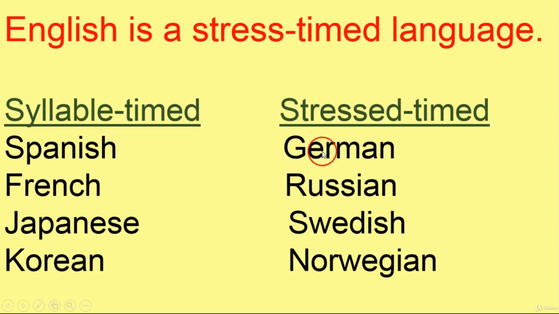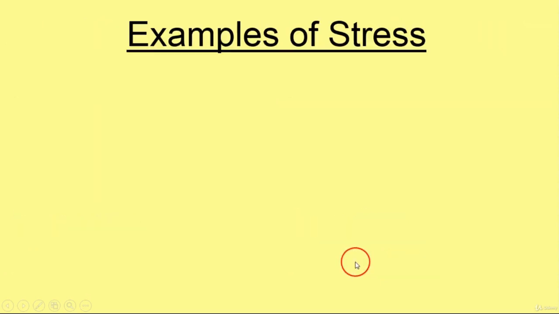Languages in which syllables are not given the same length of time and stress are called stress-timed languages. English is a stress-timed language. Other examples of stress-timed languages are German, Russian, Swedish, and Norwegian. But let's look at some examples of how we use stress in English.